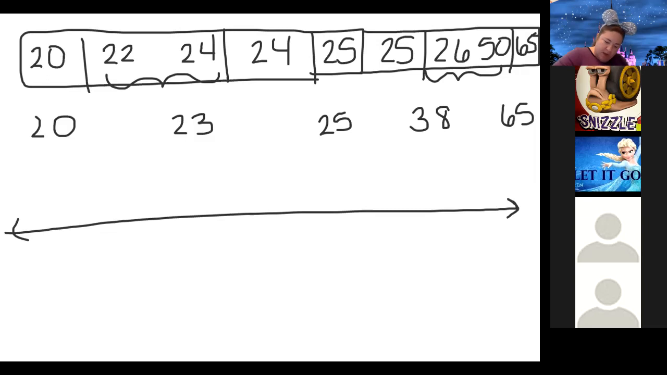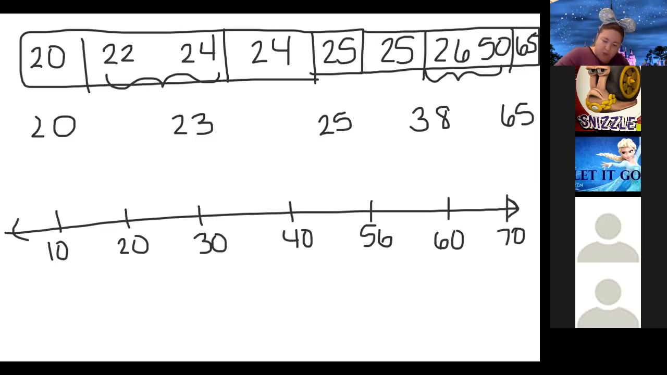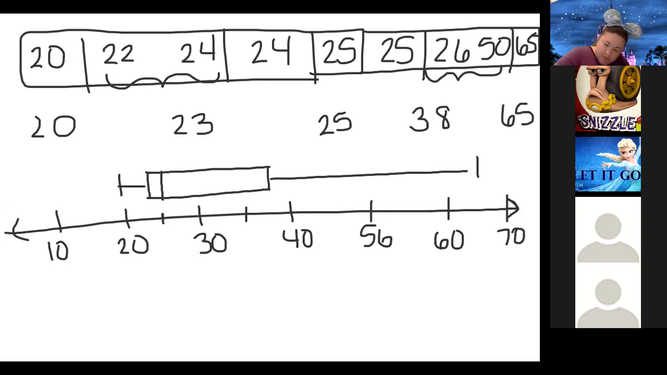Okay. So then I'm going to honestly count by tens because we know I'm lazy. 30, 40, 50, 60, 70. So then I do 20 gets a line, 23. So if this is 25, I know I'm going to be a little bit lower than that. Then 25, 38. So if this is 35, I'm going to be a little bit bigger than that. And then 65. So again, here's my middle 3 connected. And then there's my whiskers.